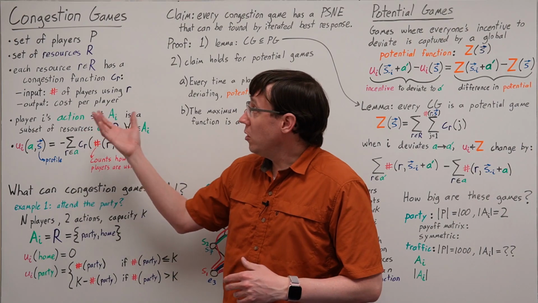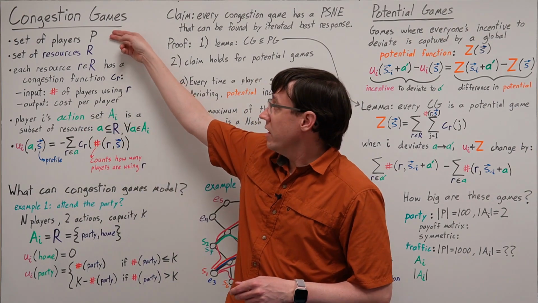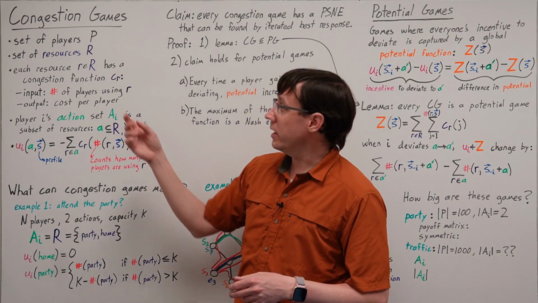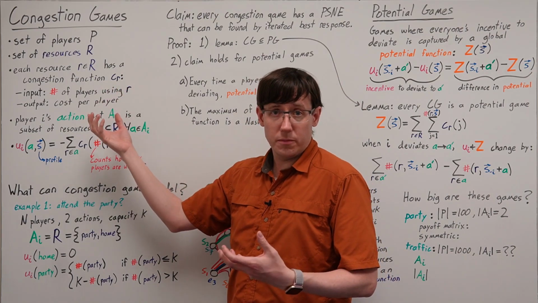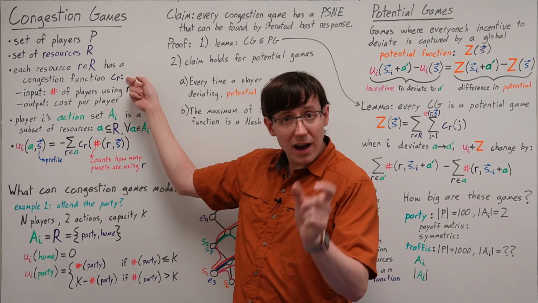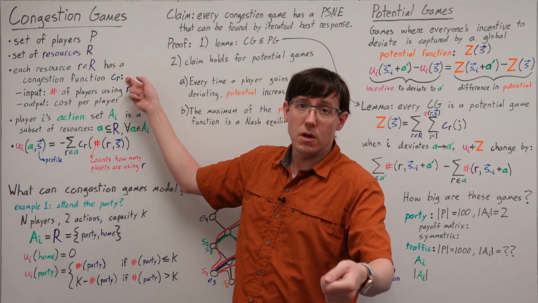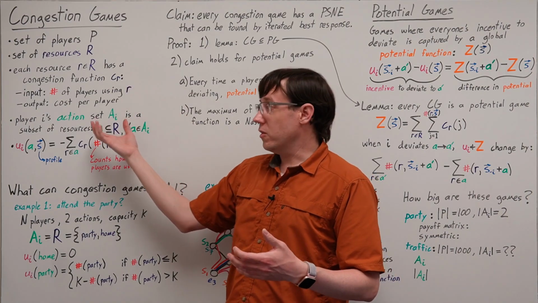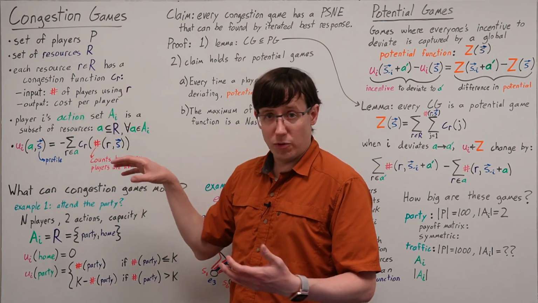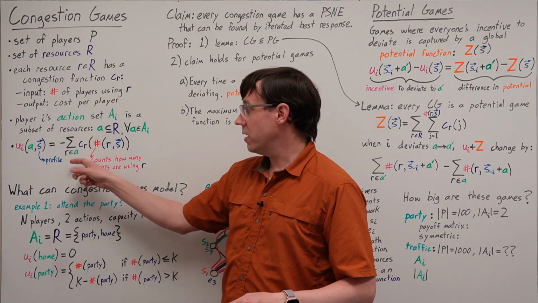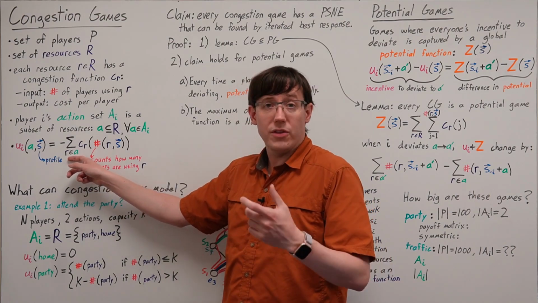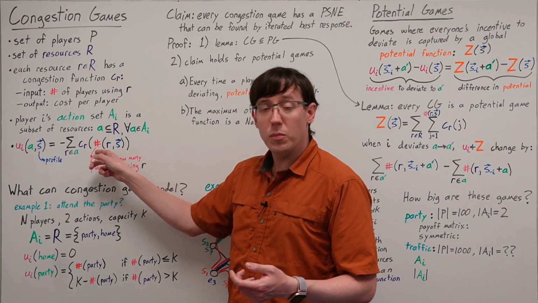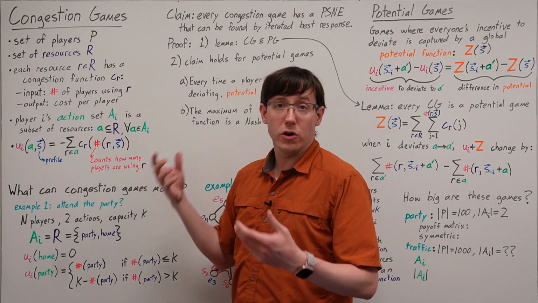And this leads us to the formal model of a congestion game, where we have a set of players and a set of resources. And for each resource, there is an associated congestion function. That function tells us, based on how many players are using that resource, what cost each of the players using that resource will incur. Then a player's action corresponds to some subset of the resources, and a player's utility is based on the sum over all of the resources that their action uses of the cost function evaluated at the number of players using that resource in the current profile.